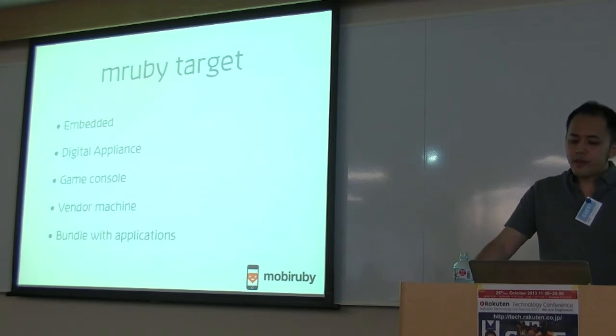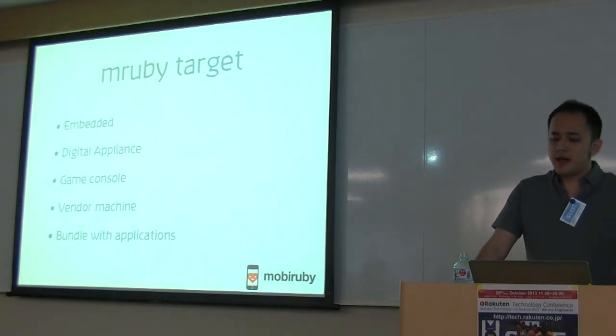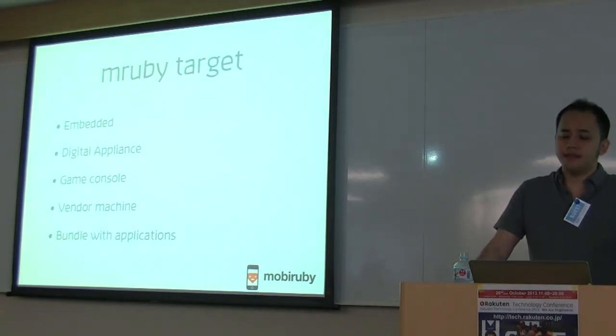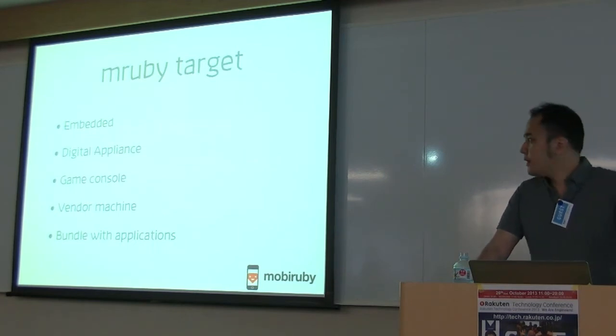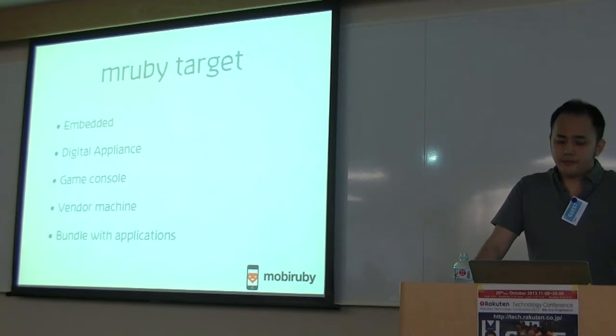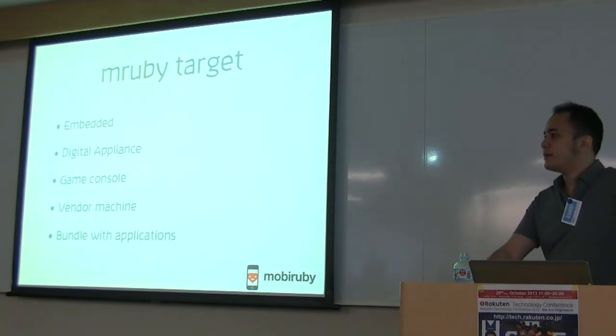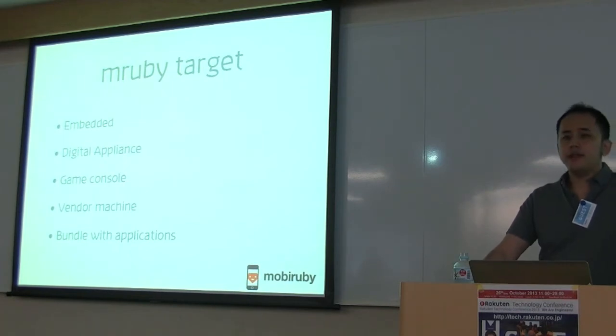Raspberry Pi and BigBoard are good targets for MobiRuby. They have smaller memory than your PCs. Another is digital appliances and game consoles, the meta machines. A lot of embedded environments are good targets for MobiRuby. And I think a very good target is bundling with PC applications like editors and macro languages, Emacs Lisp.